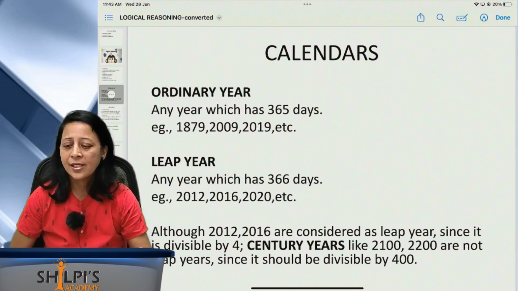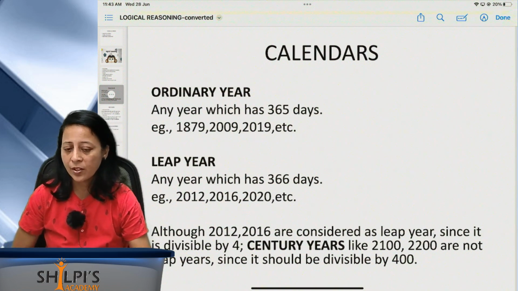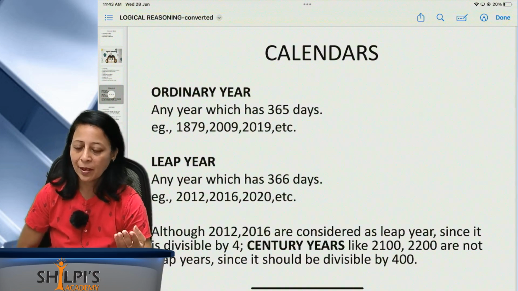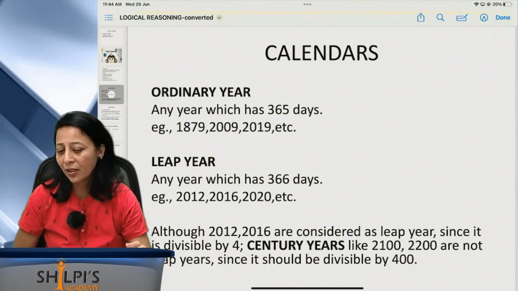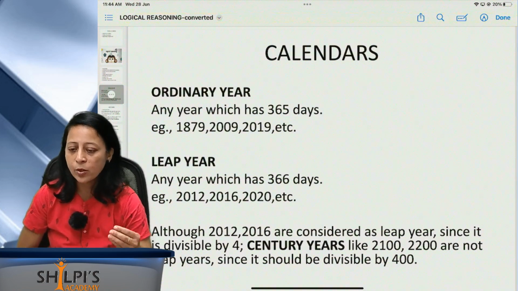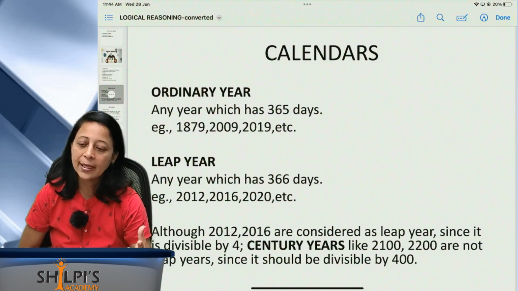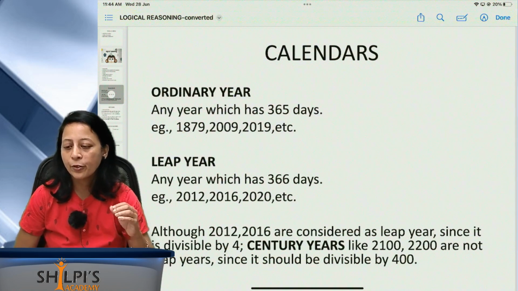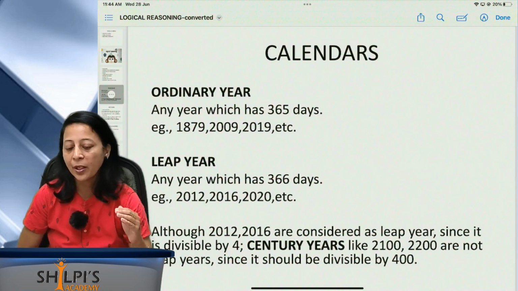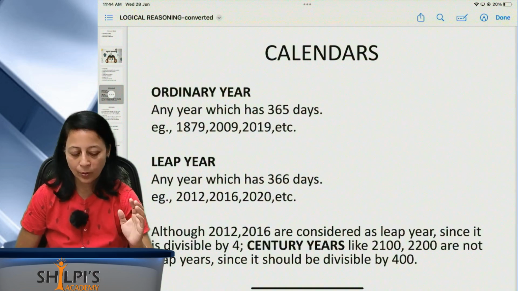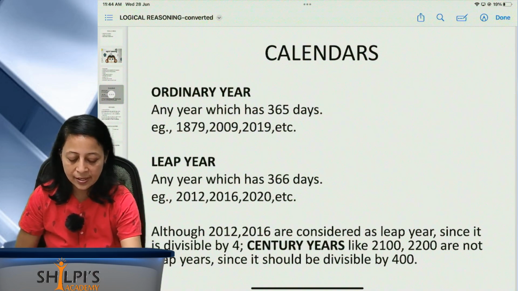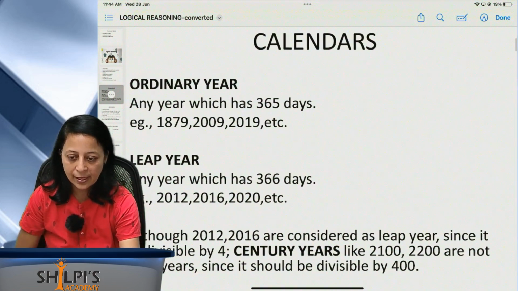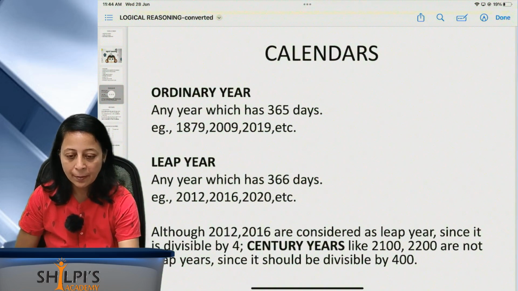Just now we passed 2020, which is a leap year, because it is divisible by 4. I have given you 3 examples. One is 2012. When you divide it by 4, you can see the remainder is 0. That means it is a leap year. When a year is divisible by 4 with no remainder, that particular year is called a leap year. Any year you call a leap year should be divisible by 4.